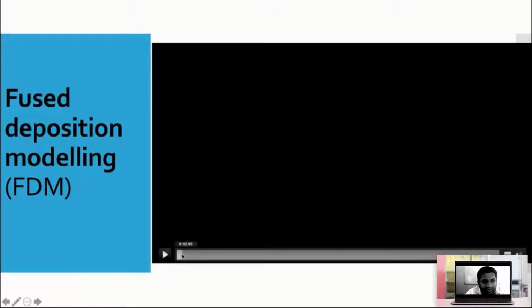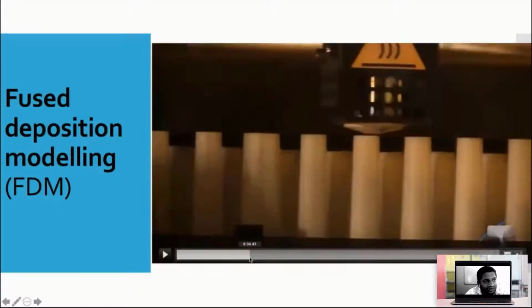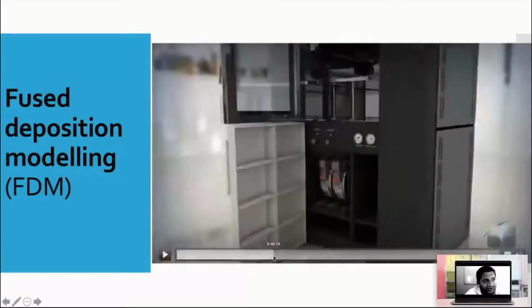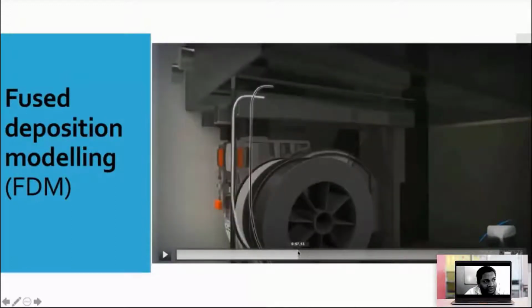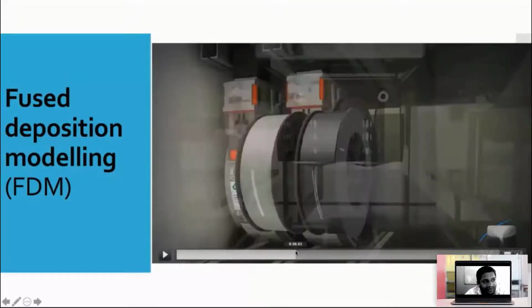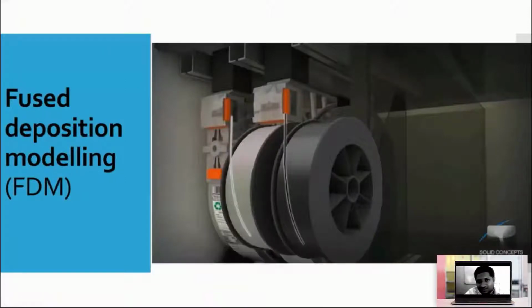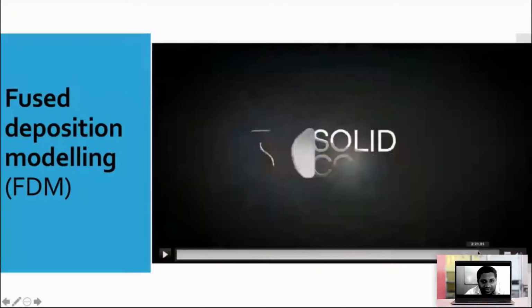Here we have an FDM machine. It has a nozzle head, and this nozzle head is going to move. So let's see how it works. This is my wire feeding filament. We have rolls. You can buy these rolls on Lazada as well for your 3D printer. Nowadays it is very, very common. Fused deposition modeling, FDM.